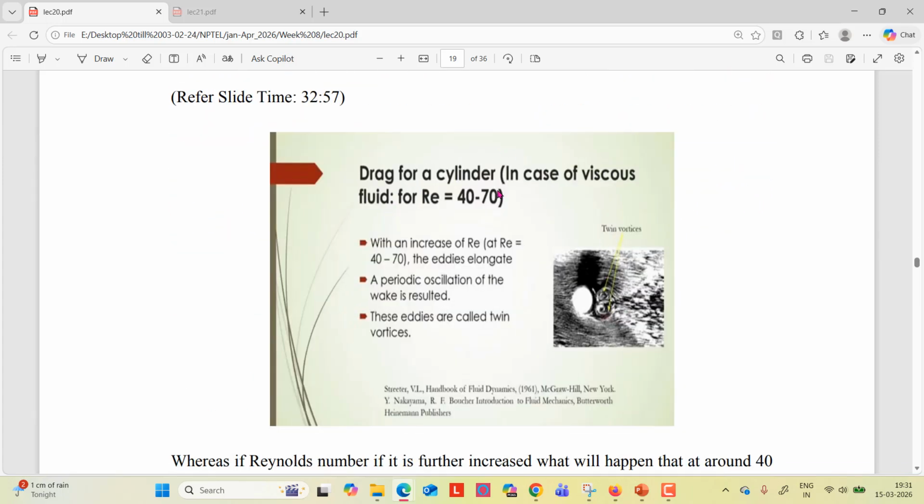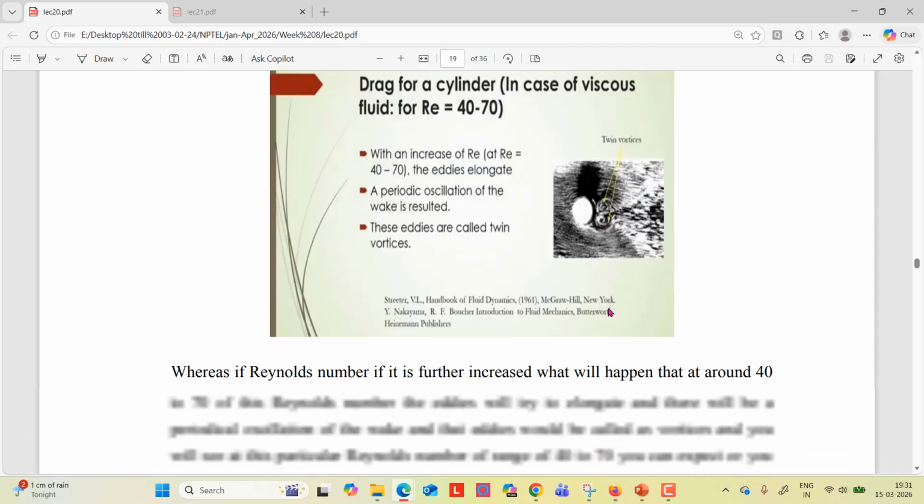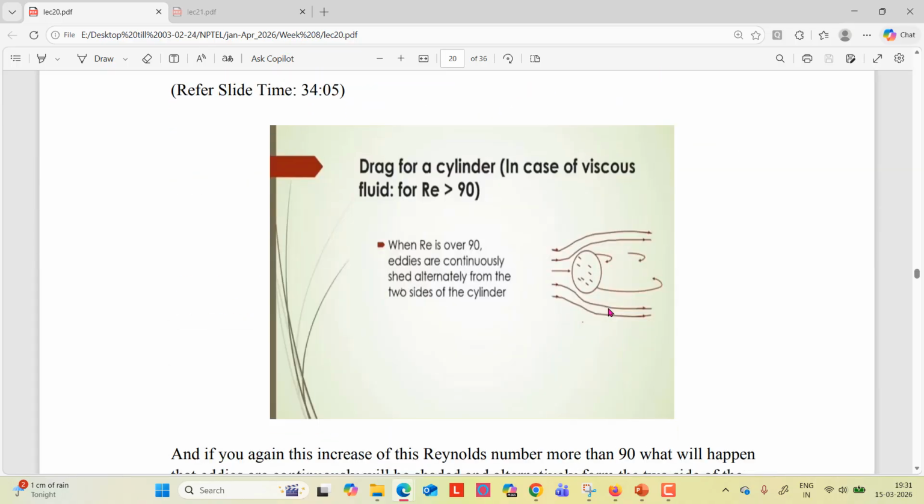So now you can see the Reynolds number regime is a little bit higher zone, like between 40 to 70. So the periodic oscillation of the wake results. You can see twin vortices. You can see this, right? This is the twin vortices. Now it is greater than 90. So now you can see that these eddies are not coherent. So they are creating a random kind of motion. The eddies are continuously shed alternately from the two sides of the cylinder.